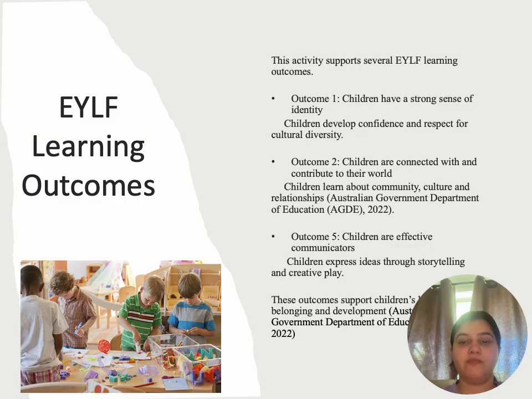Early Years Learning Framework outcomes. This practice promotes significant outcomes of the Early Years Learning Framework. Outcome 1 targets children gaining a good sense of identity and respecting diversity. Outcome 2 helps children to relate to and contribute to their world. Outcome 5 promotes children to be proficient communicators by sharing their thoughts in storytelling and creative play (Australian Government Department of Education, 2022). This consistency will add to the general process of learning, development, and belonging among children.